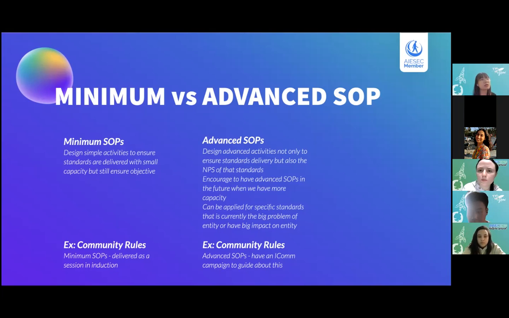So the team leader knows that, okay, this is the minimum thing I can do, and this is the most important thing that I need to make happen. But at the same time, we can let them know that if you want to make it even better, then this is the moment when we need the advanced SOP. Advanced SOP is something that, beside the objective of fulfillment, also improves the NPS of the standard that we are delivering.